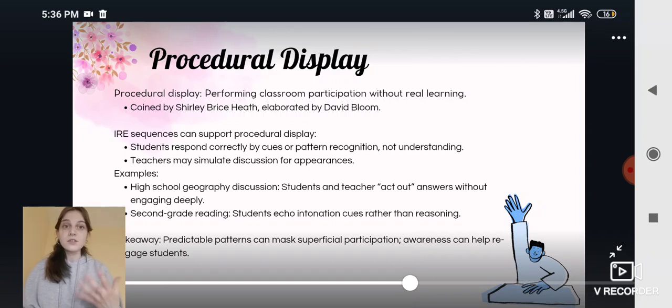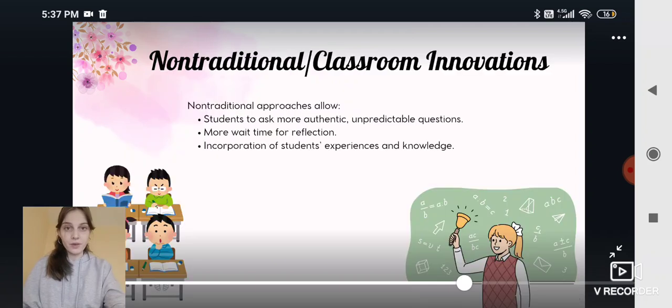For example, in high school geography discussions, students and teacher act out answers without engaging deeply, or in second grade reading, students echo intonation cues rather than reasoning. As a takeaway, we can say that predictable patterns can mask superficial participation. Awareness can help engage students. Actually, it means the same: awareness is the key point during interaction in class, so basically teachers should be careful about it.